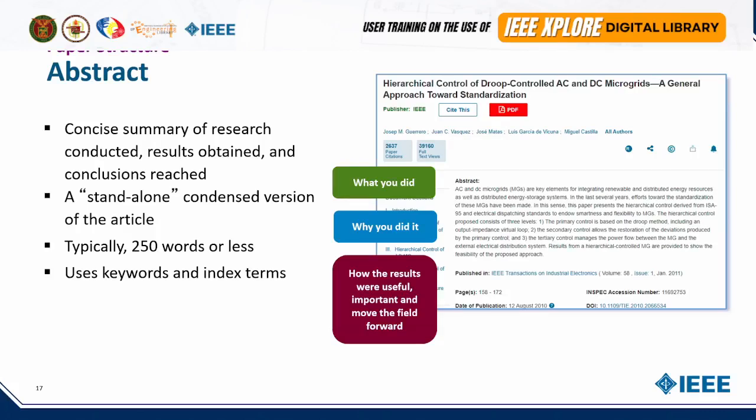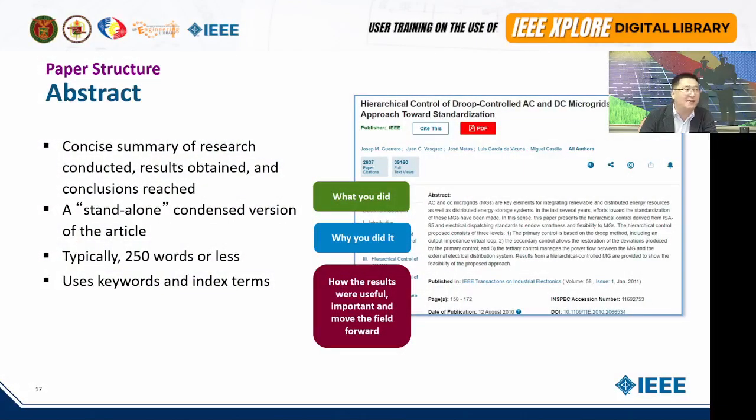And next, if we move on to the structure, the abstract is pretty much just a summary of the article. Generally, we recommend you write the abstract at the end of the whole writing. You write your paper first. You write your introduction, methodology, results, conclusion. But once you have done that, you come back, you read your paper.